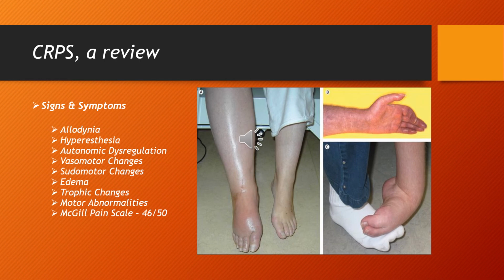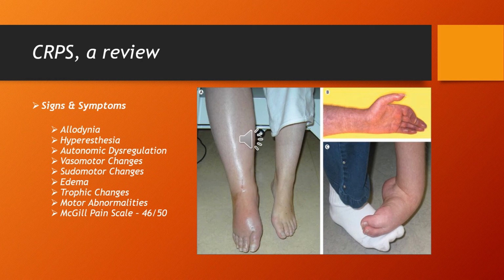Signs and symptoms of this condition can include allodynia, an unusual or pathological sensitivity of the skin, hyperesthesia, a burning and pain which is disproportionate in its intensity to the inciting event, and autonomic dysregulation, where you have changes in skin temperature and color. These are known as the vasomotor changes. You can have hyperhidrosis, which is an excessive sweating of the involved limb, and these are known as the pseudomotor changes.